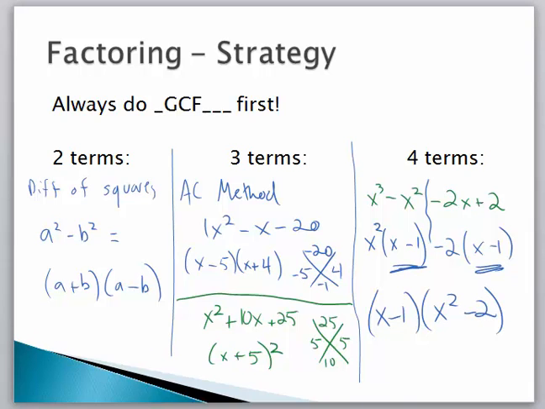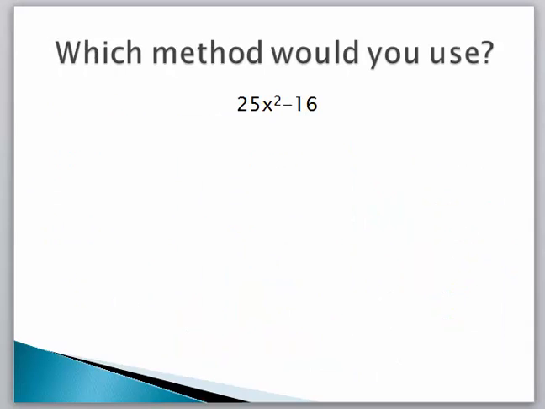So let's take a look at a couple more examples. Which method would you use? Well, again, I look for a GCF. In this case, there is none, but I see that it's two terms. So once I see that it's two terms, I identify that it's the difference of two squares, right? The square root of 25x squared is 5x, and the square root of 16 is 4. And that would factor like that.